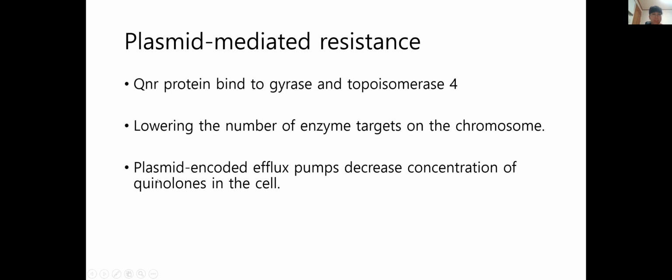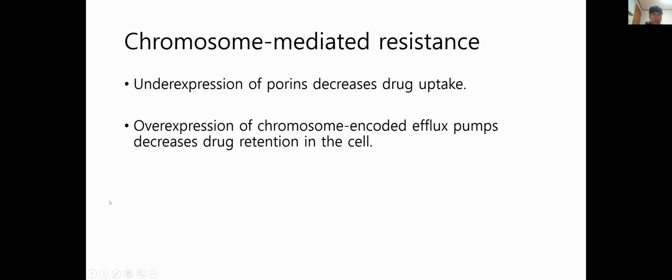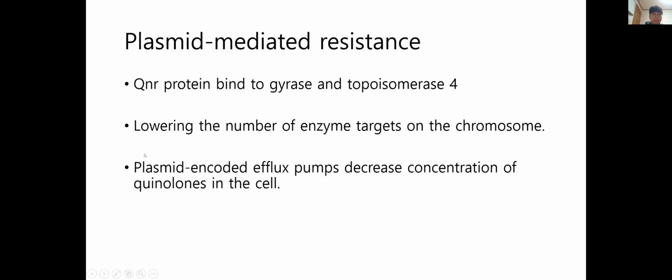And the last one is plasmid-encoded efflux pumps. These pumps can decrease the concentration of quinolones in the cell, so bacteria can reduce the number of quinolones inside their cell. And the last type is chromosome-mediated resistance. Quinolones can enter the bacteria through porins. So this resistance means underexpression of porins decreases drug uptake, so quinolones have difficulty entering the bacteria. And overexpression of chromosome-encoded efflux pumps decreases drug retention in the cell. These are similar to the plasmid-mediated resistance.